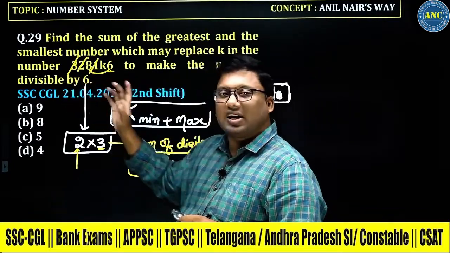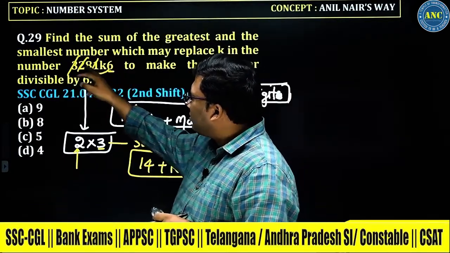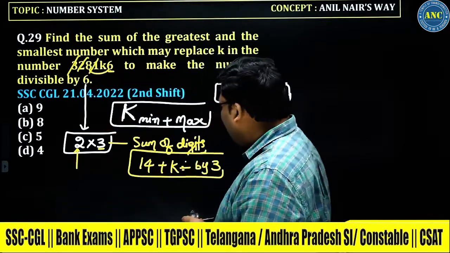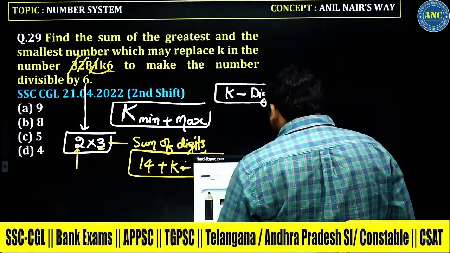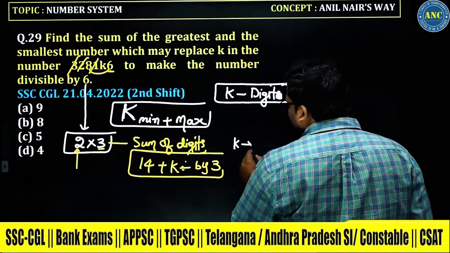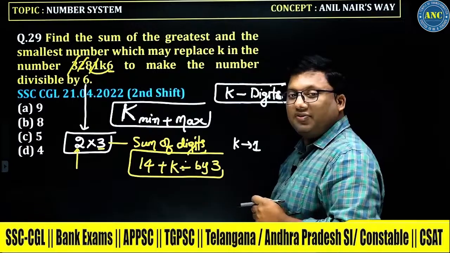Wherever 3 is there, I eliminated. 3 cancelled. 8 plus 6 plus 2 plus 1 cancelled. 8 plus 6 is 14. 14 plus K. 3 fours are 12, remainder 2. That means K can take 1. 14 plus 1 is 15.